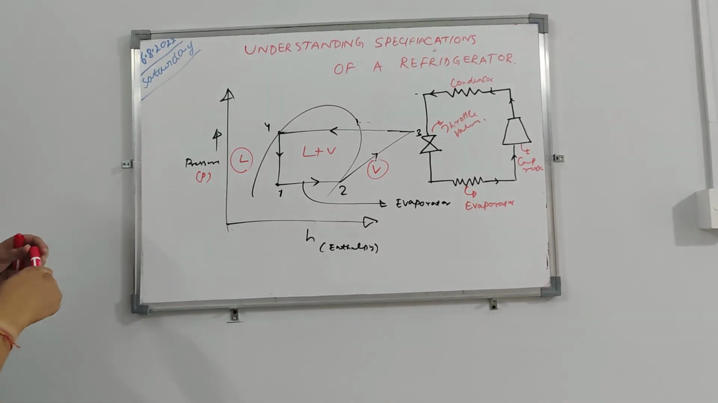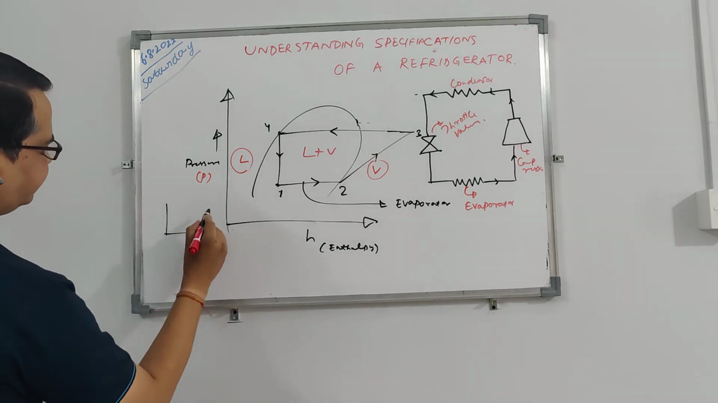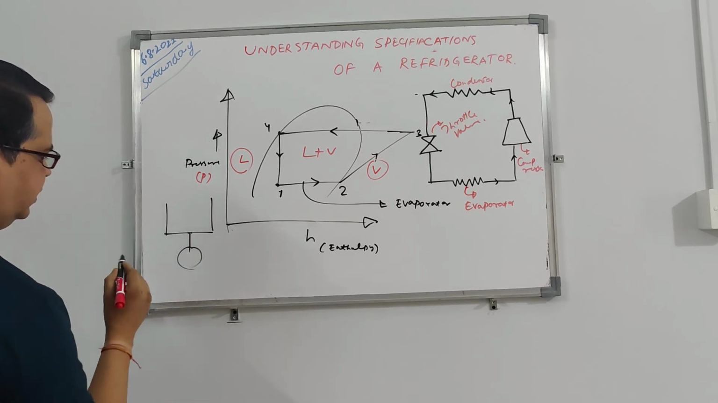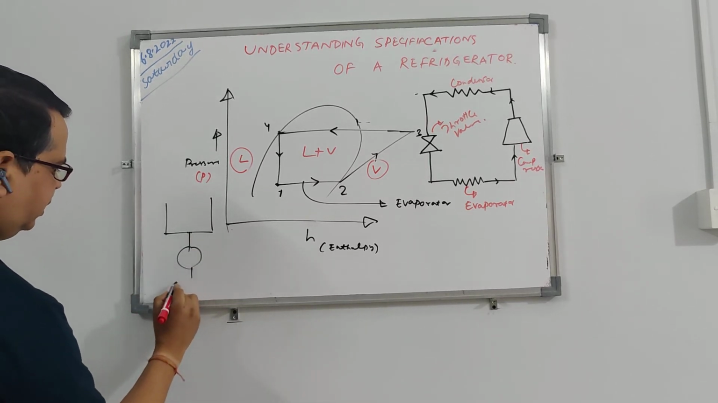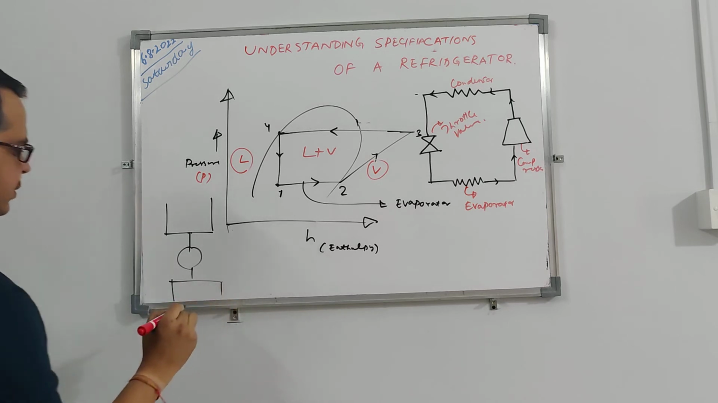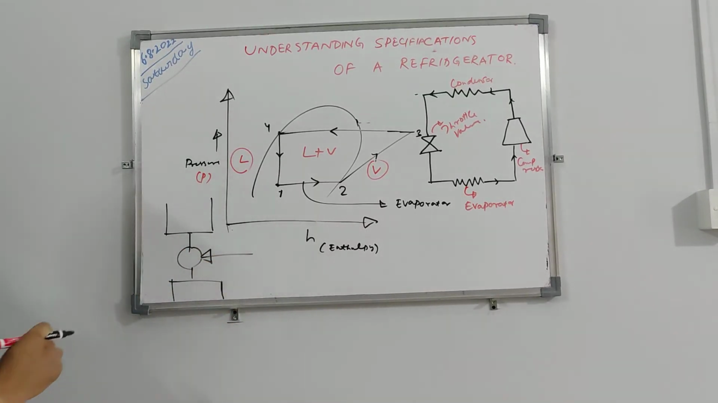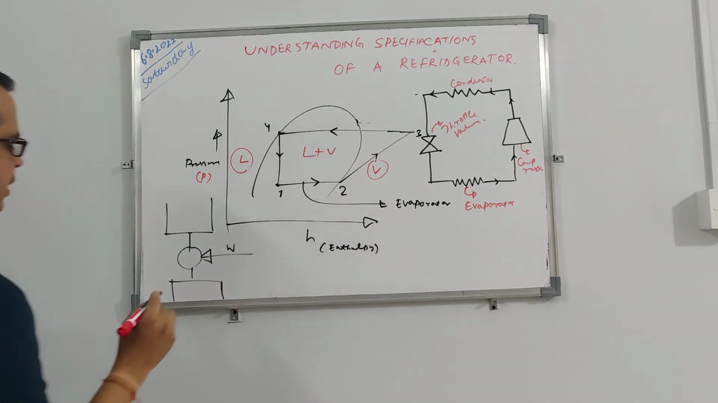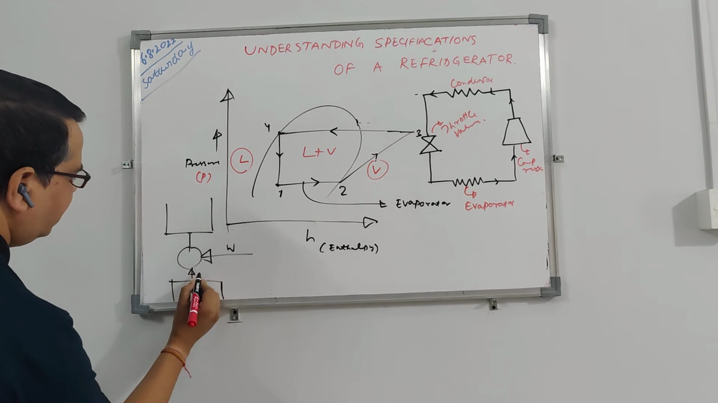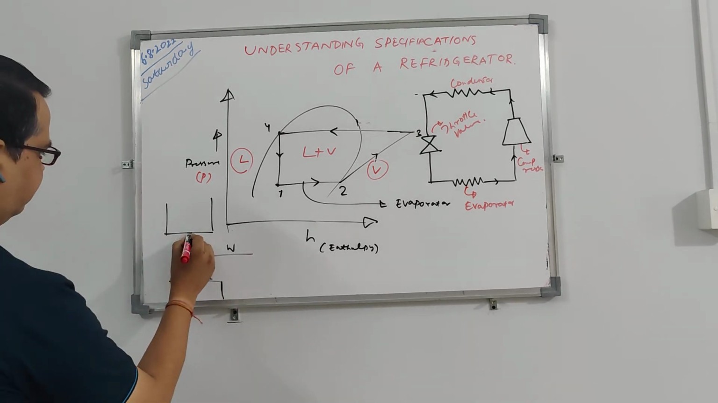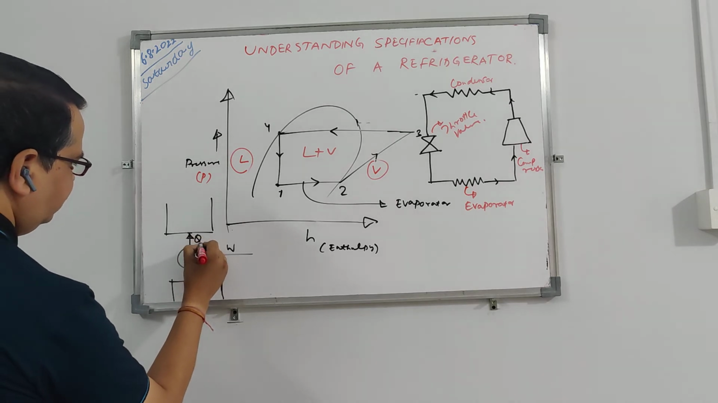So how do I represent that? How do I spend that work? Say, this is the cyclic process that is going on. I have to spend some work. It is a reverse of a heat engine. I am giving some work and I am taking away some heat, that is Q2, and I am throwing some heat, that is Q1.